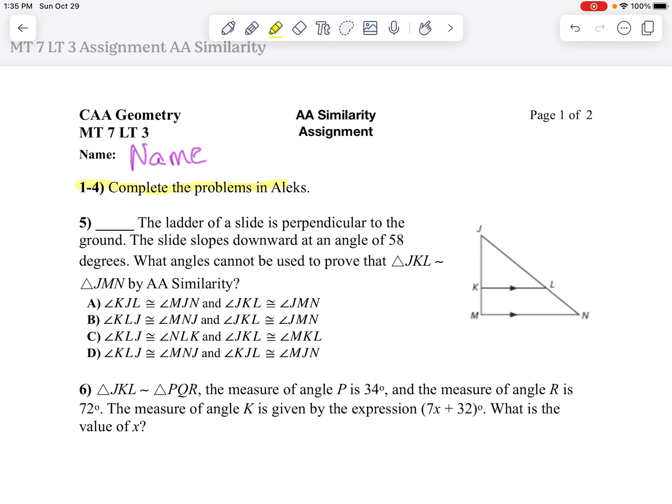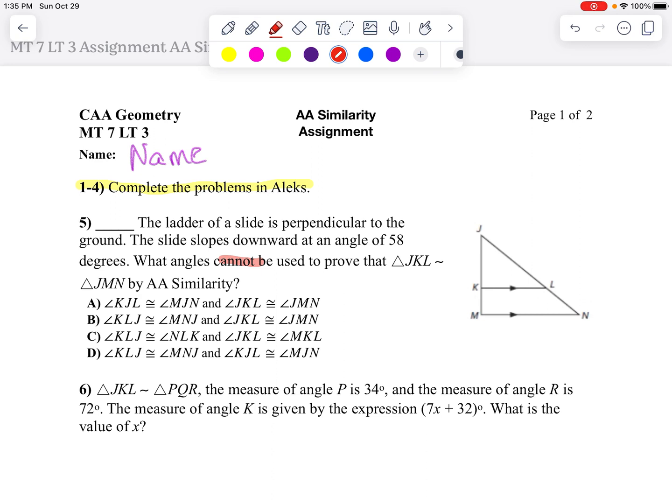Make sure you do questions 1 through 4 in Alex before we start here, because those will be the basic problems. Get them out of the way. On question number 5, notice the direction is a little bit different. Which angles cannot be used to prove these triangles are similar?